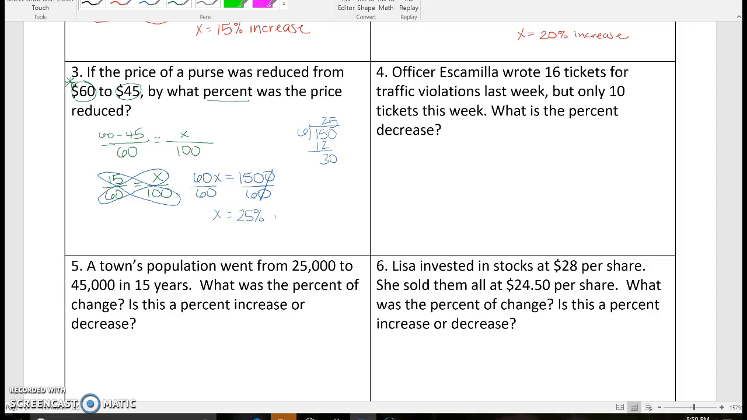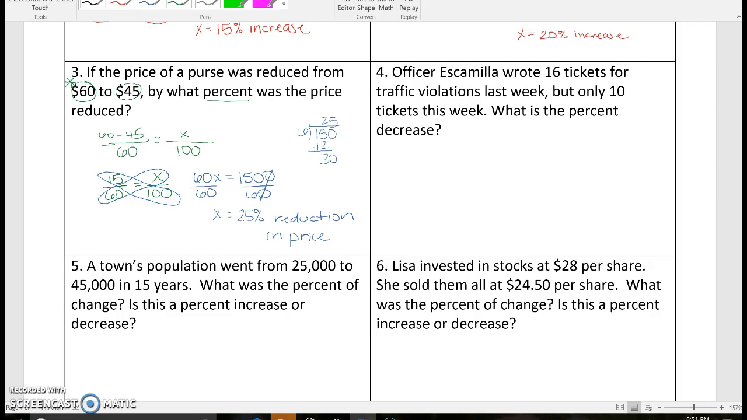So 25% reduction in price, okay? All right, so the next problem says, Officer Escamilla wrote 16 tickets for traffic violations last week, but only 10 tickets this week. What is the percent decrease?